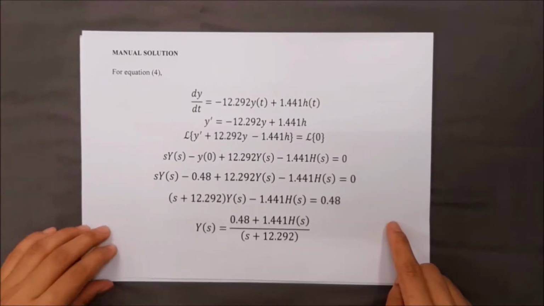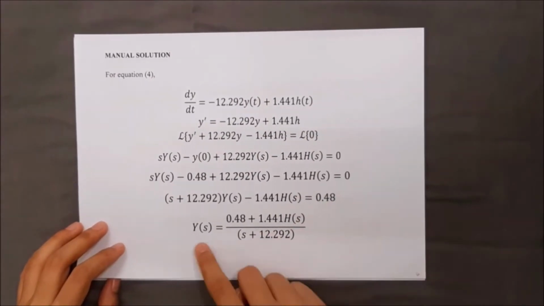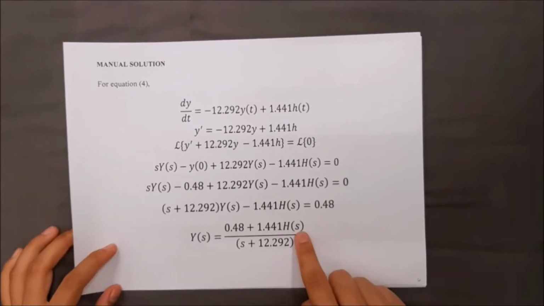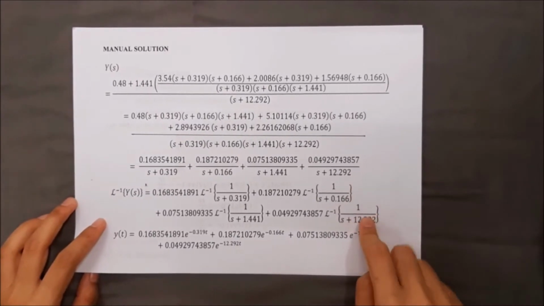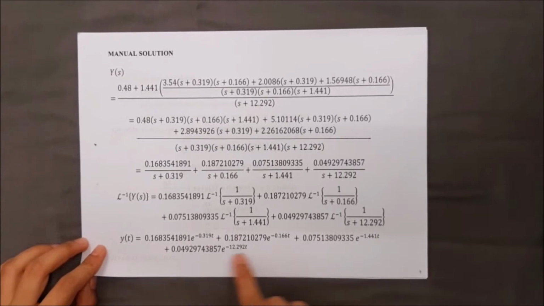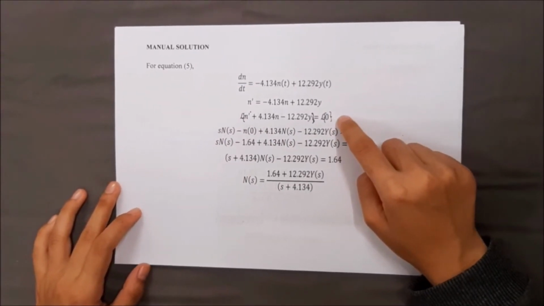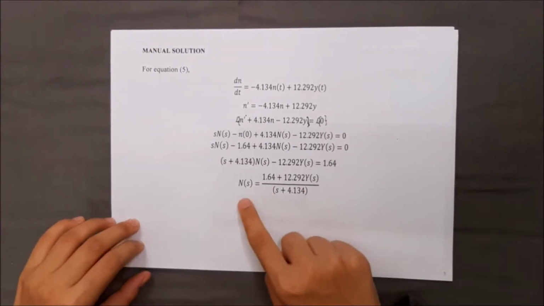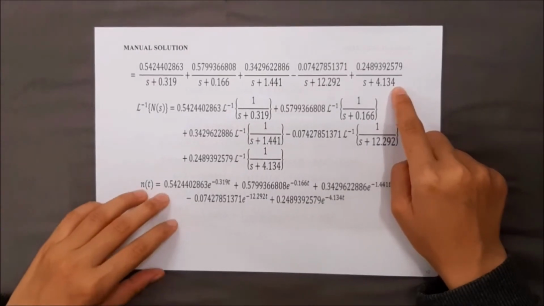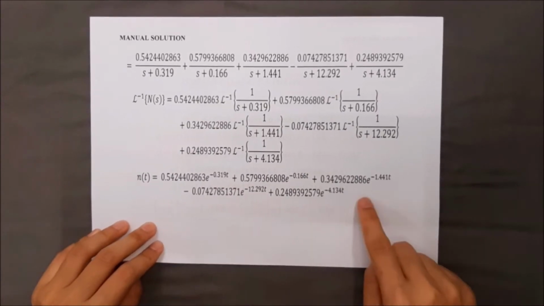For equation 4, first perform Laplace on both sides. Make Y(s) the subject. Substitute H(s). Do the partial fraction. Later perform inverse Laplace. Then we get y(t). For equation 5, first perform Laplace on both sides of the equation. Then make N(s) the subject. Substitute Y(s). Do the partial fraction. Perform inverse Laplace. Then we get n(t).